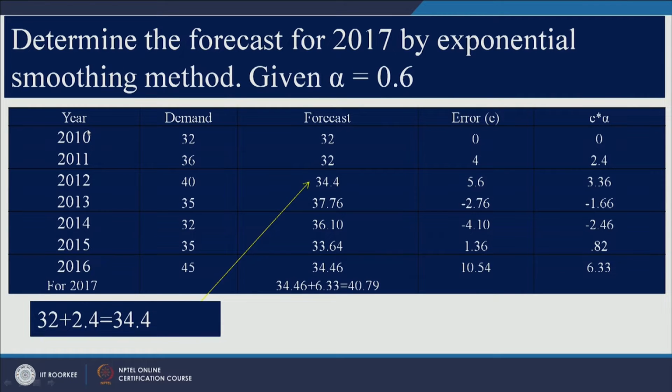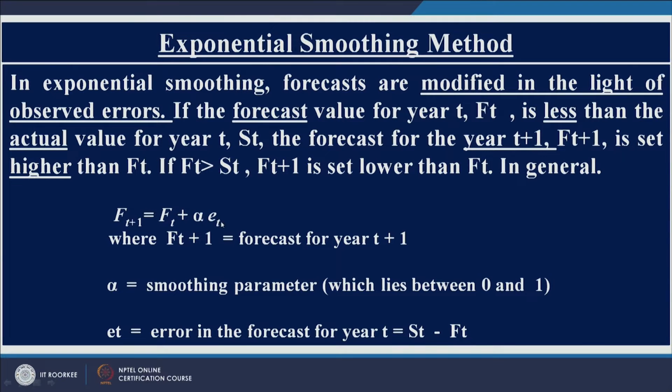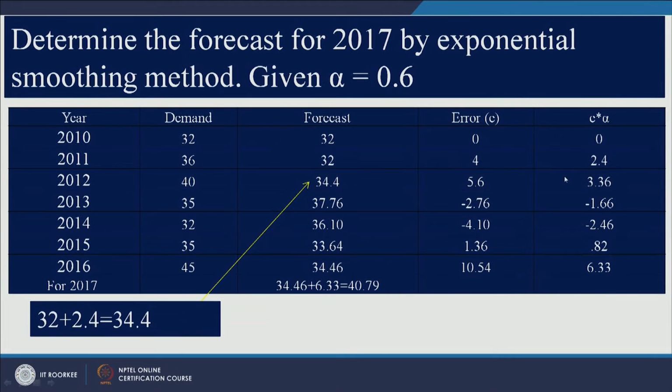So, you have got different time periods here, demand is there, and we also know the forecast for 2010 as 32. So, is there any error? No, there is no error. Whatever was the forecast, that was the demand. So, error is 0, so error into alpha is 0. Alpha is 0.6, and error into alpha is there in this equation. So, error into alpha for this particular period is 0.